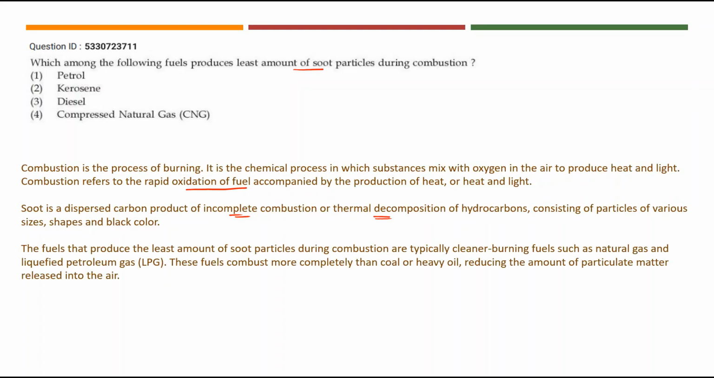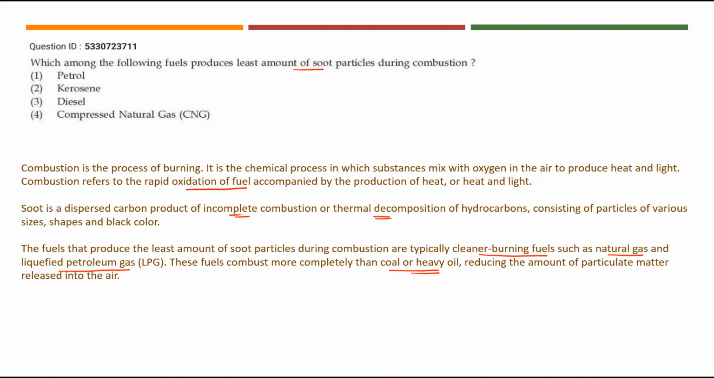The fuels that produce the least amount of soot particles during combustion are typically cleaner burning fuels such as natural gas and liquefied petroleum gas. These fuels combust more completely than coal or heavy oil, reducing the amount of particulate matter released into the air. The least amount of the wastage or the residue particles are given by cleaner burning fuels. What are those fuels? Natural gas and liquefied petroleum gas.